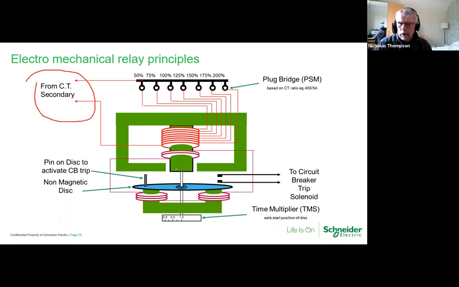We've got, that's going to drive a coil, which is then going to drive this disc, which has got a peg on it. And then there are 2 contacts. So that is an open circuit for the trip coil for the circuit breaker. Now, with circuit breakers, you will always have stored energy in the form of springs.